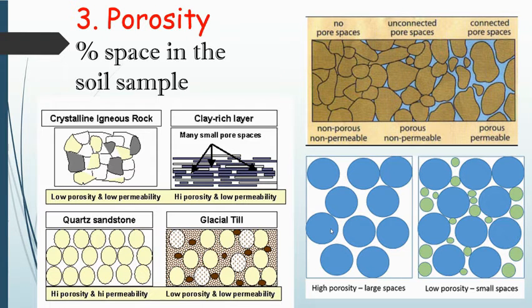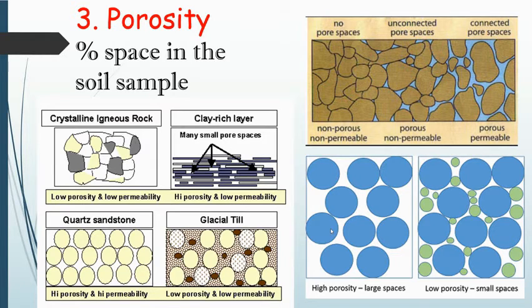Another property is porosity, and this is the amount of space in the soil sample. If you look to the right, you can see places where there are no pore spaces, so it is non-porous. There might be pore spaces that are not connected, and then the pore spaces could be connected. So it's possible to be porous but non-permeable. In order for it to be permeable, it's got to have a certain amount of porosity. So things that are non-porous are non-permeable. Things can be porous, but not necessarily permeable. But anything that is permeable is definitely porous.